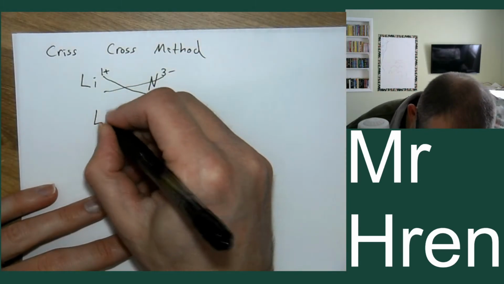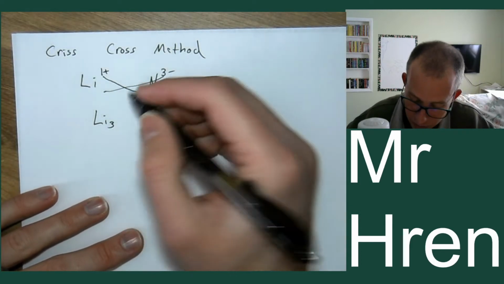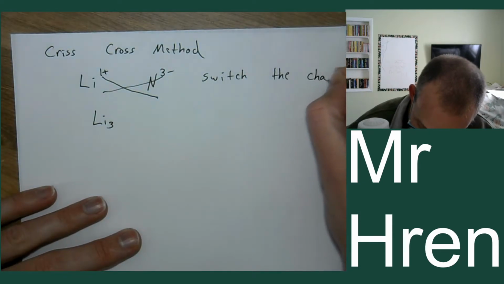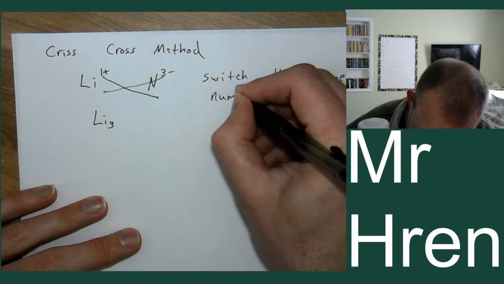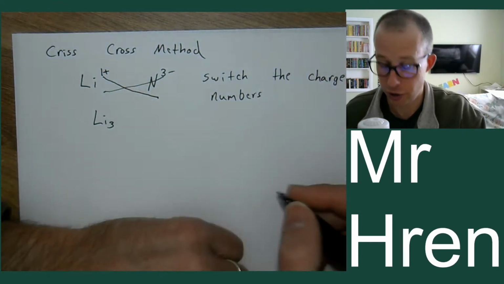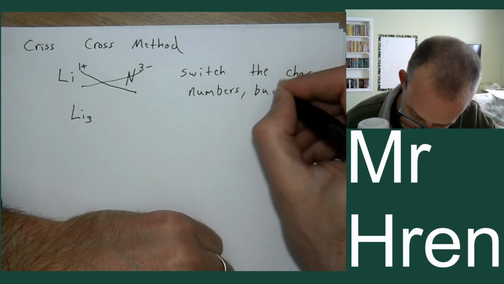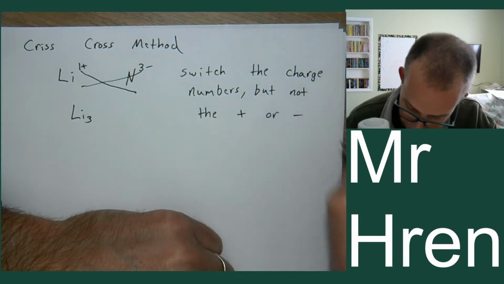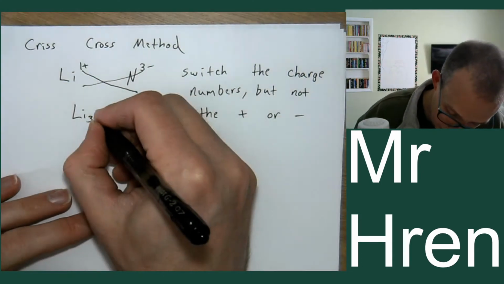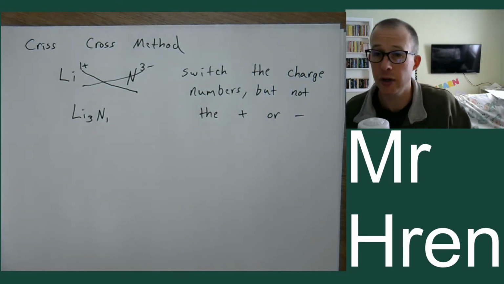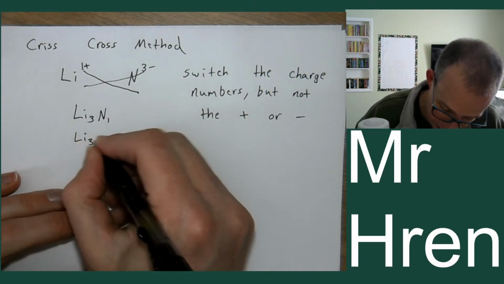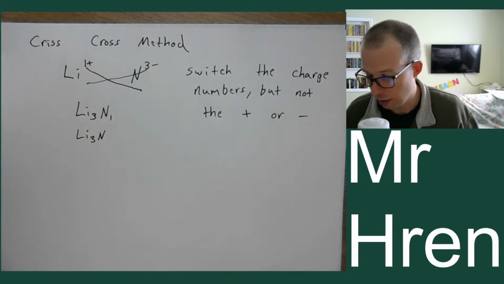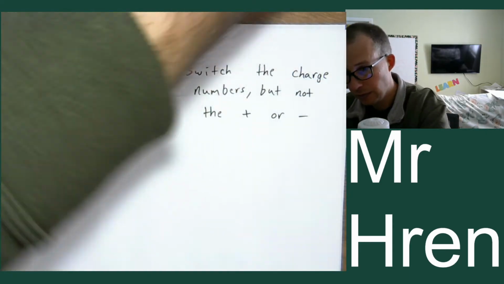So I'm simply saying you take Li and you just write the 3. You just take the number. So you just switch the charge numbers, but you don't include the charges. So switch the charge numbers, but not the positive or negative. And then what's N going to be? It's going to be a 1. You don't need to write the 1. If something is a 1, you can just write it as Li3N. And there you go. That's the crisscross method. This will always result in a neutral ionic compound. Nothing to be concerned about.